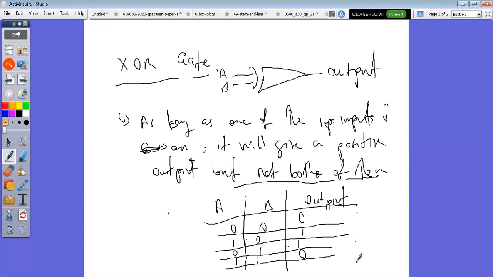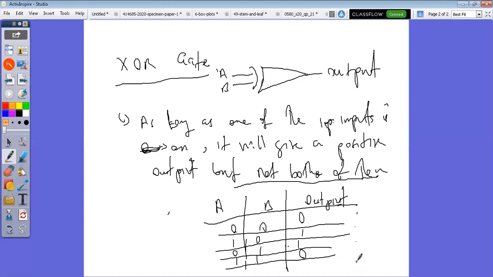So, are you lost? So you're saying if both of them are on or off, they'll give you a negative output. Go back to what you said about the OR gate. Go and check your OR gate. We said as long as one of them is on, it will be positive, which means even the 1-1 gives you a 1. That's your OR gate. But an exclusive OR gate excludes the condition when both of them are on. So that's why I said, as long as one of them is on, but not both of them.